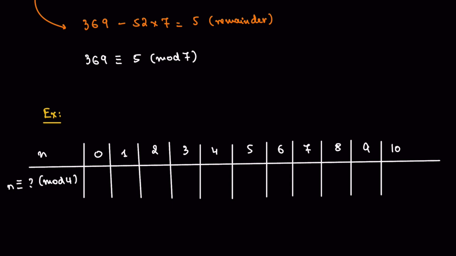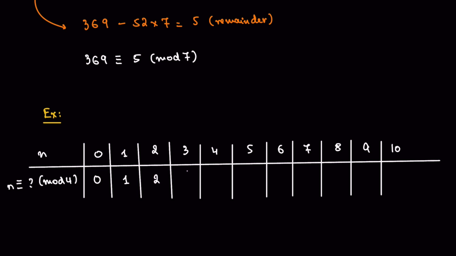So 0 divided by 4 is going to be 0. There's no remainder, and it's going to be equal to 0. Now, 1 divided by 4, you're not going to get an integer from the division of 1 over 4, so the remainder of this is going to be 1. 2 divided by 4, you're not going to get an integer quotient from this calculation, so the remainder is 2.